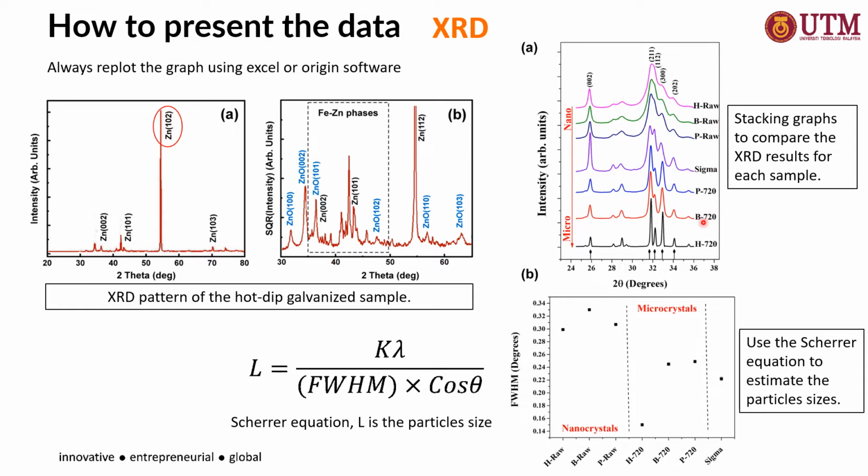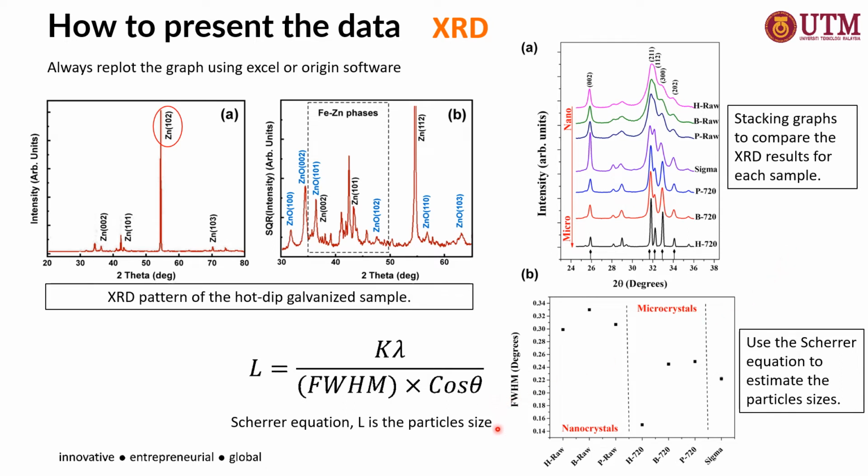For the next example, say you want to compare a few different results using XRD. This is one of the examples. You can use a stacking graph to compare the XRD result for each sample. No need to use a specific intensity, because we can ignore the intensity. What you want to study is the peak, whether it is shifted or not, also depending on how you want to discuss your sample. So this is one example that you can use if you want to compare different samples using XRD.